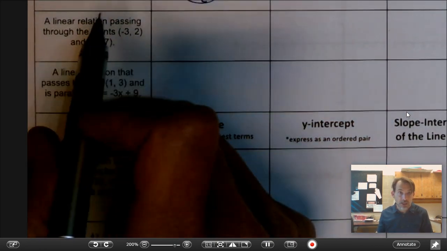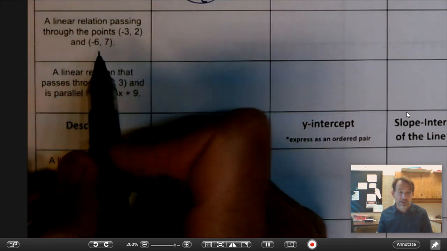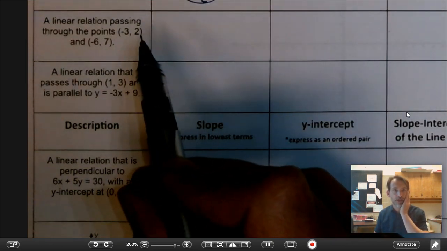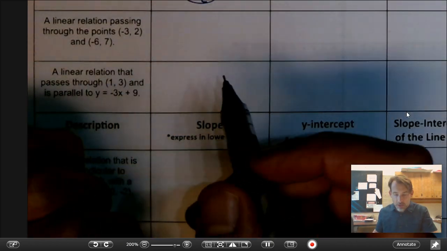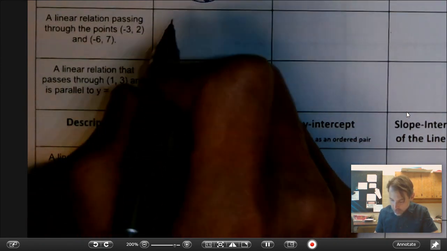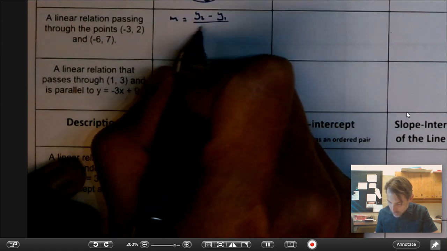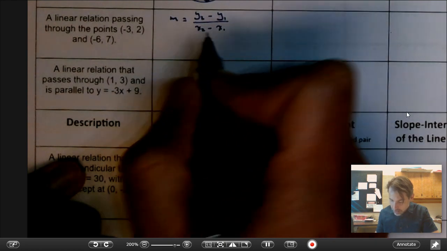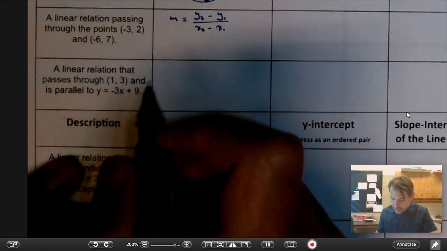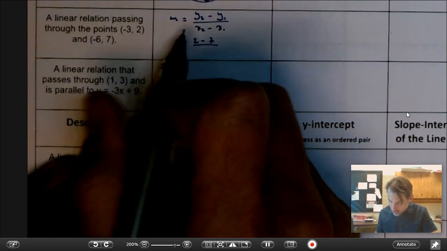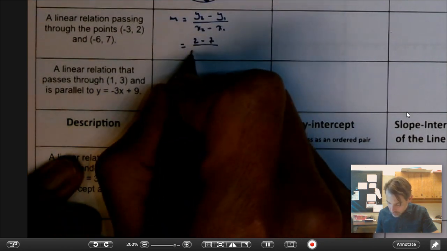All right. A linear relation passing through the points minus 3, 2 and minus 6, 7. Woo! We have to find the equation of a line from 2 points. I love it. Okay, let's go. So first we want to find the slope. Okay, so here, the slope is going to be, again, m is equal to y2 minus y1 divided by x2 minus x1. And that will give us 2 minus 7 on top, 2 minus 7 all over minus 3 minus minus 6.